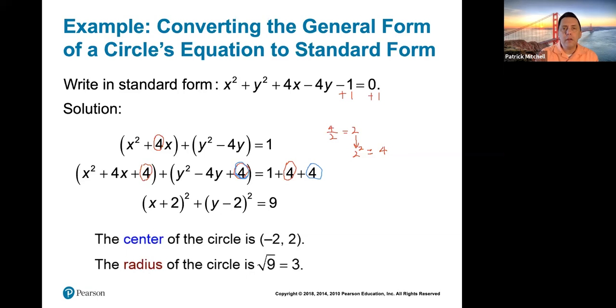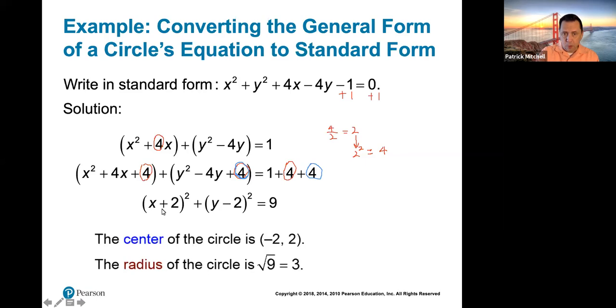X squared, oh dear, hold on. Get my mouse back, there we go. X squared plus 4x plus 4 can be written as (x plus 2) squared, and y squared minus 4y plus 4 can be written as (y minus 2) squared. And of course, 1 plus 4 plus 4 is equal to 9. So this is the standard form, and that's actually all they asked for. I could stop right here.